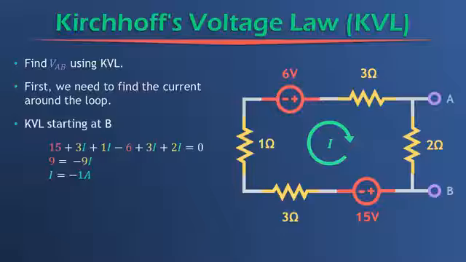So now we want to find VAB. How can we find VAB? Well, of course, very easily. We know that V equals IR, and so we just multiply the current times the resistance which AB is across, and AB is across this 2 ohm resistor here. So we do VAB equals -1 amps times 2 ohms, and we get that VAB would be -2 volts from A to B, which is the same thing as +2 volts from B to A.